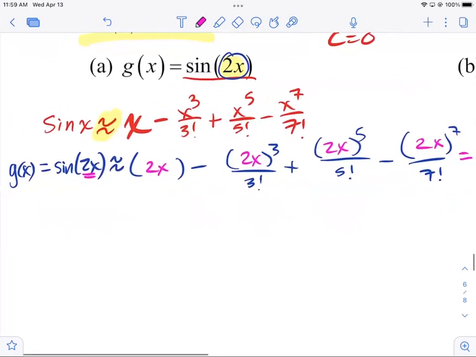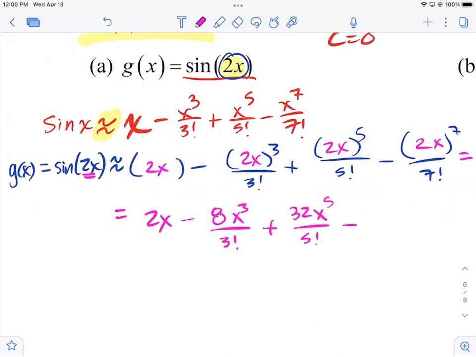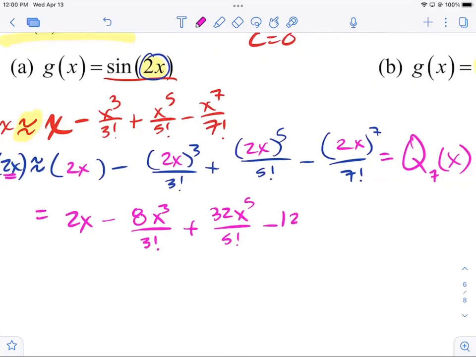If we wanted to simplify it, you could say now that equals 2x minus 2 cubed is 8. You get 8x cubed over 3 factorial plus 2 to the 5th, that's 32x to the 5th over 5 factorial, and so on and so forth. 2 to the 7th would be 128x to the 7th over 7 factorial. And if there is an implicit pattern there, maybe you see it, right? We just keep multiplying the top by 4. Yeah, by 4. 8 times 4 times 4 times 4. So you could generate the next term if you wanted.